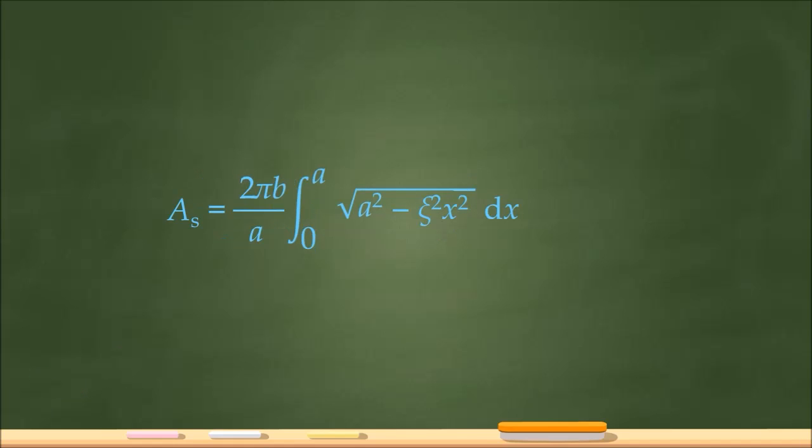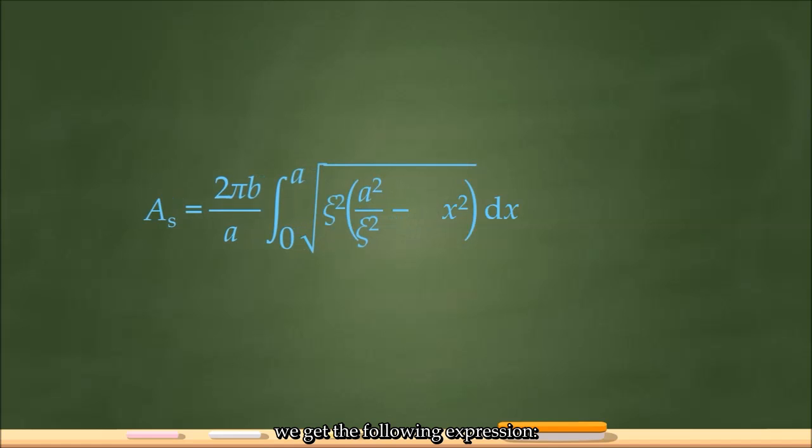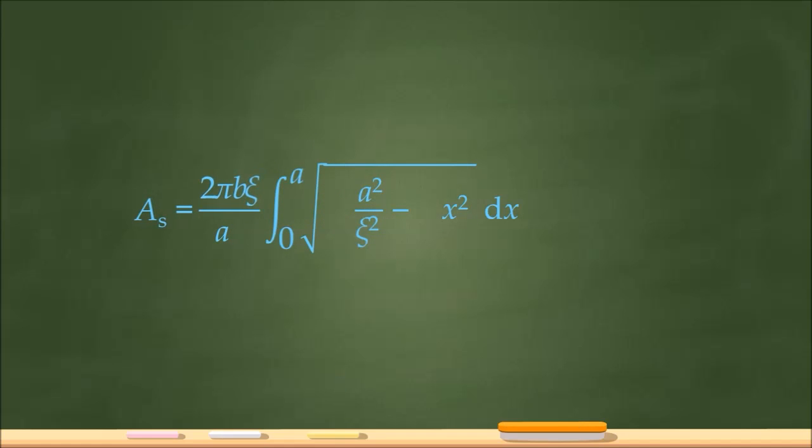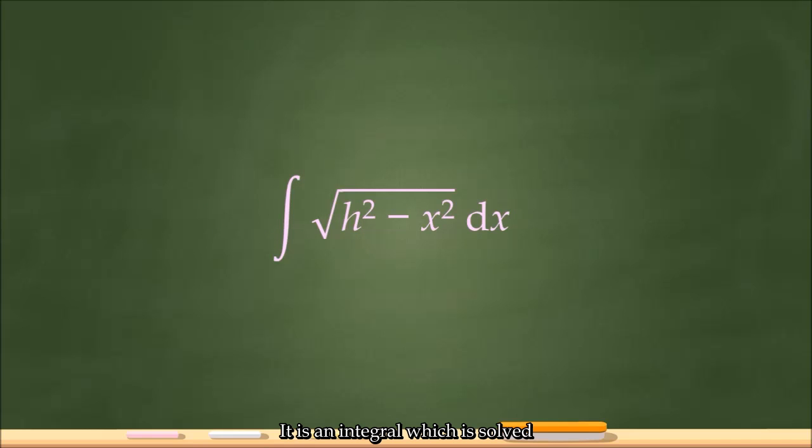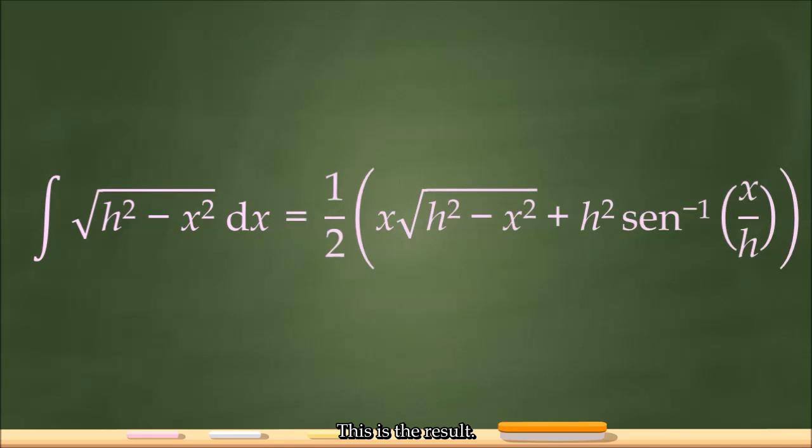Let's replace it. If we factorize c squared, we get the following expression. Now we may take c out from the square root. This integral is similar to a known one. It is an integral which is solved by using trigonometric methods. This is a result. In this case, h equals a over c. When we substitute it on our previous result, we get the following expression.